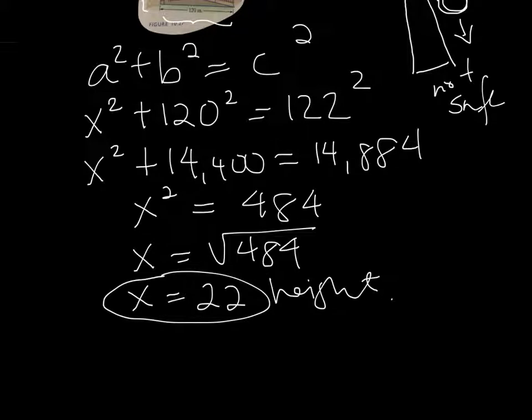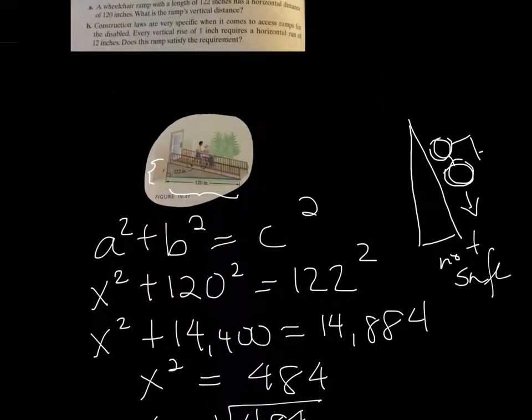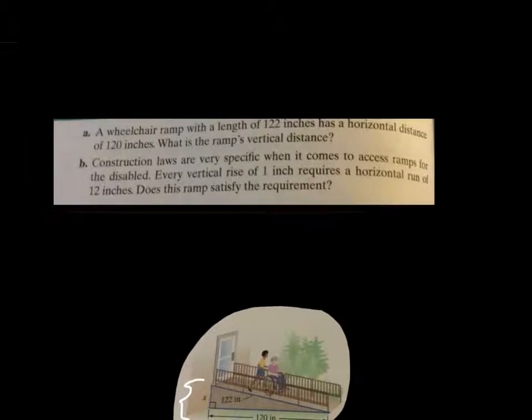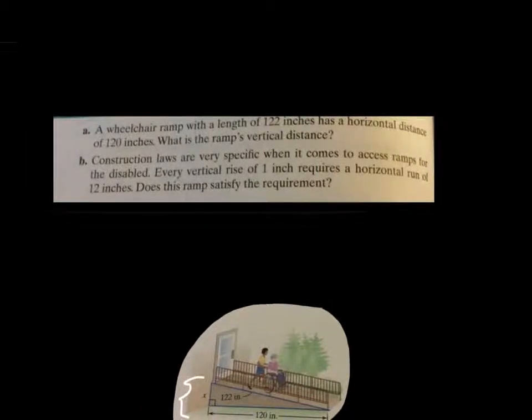Okay, so part B is really all in the book. The book does a very nice explanation. So part B: construction laws are very specific when it comes to access ramps for the disabled. Every vertical rise of 1 inch requires a horizontal run of 12 inches. Does this ramp satisfy the requirement?